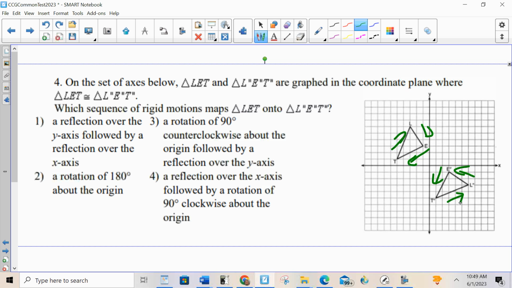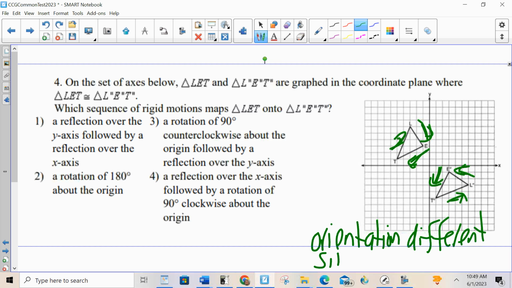So this one is going clockwise. This one is going counterclockwise. The orientation is different, which means there must be a single reflection.